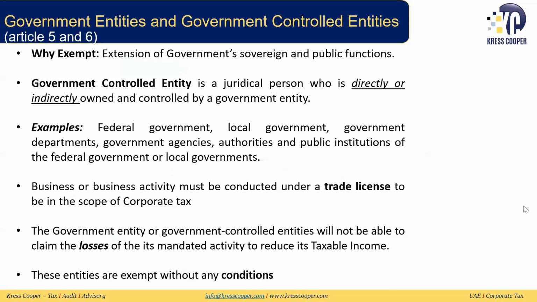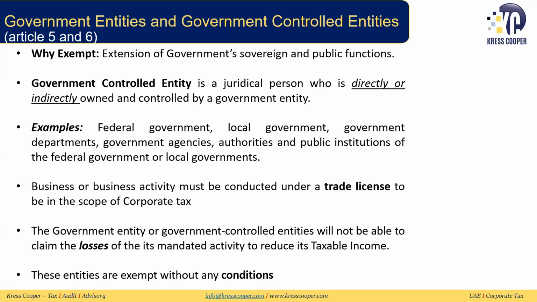So why are the government entities and government controlled entities exempt? Usually you will see under most of the tax laws of different jurisdictions, government entities and government controlled entities are always given this exemption from tax, mostly because there is a strong public interest and policy justification for giving this exemption, since they are doing a public function for the benefit of the country. So they are exempt because they are an extension of the government's sovereign and public functions.